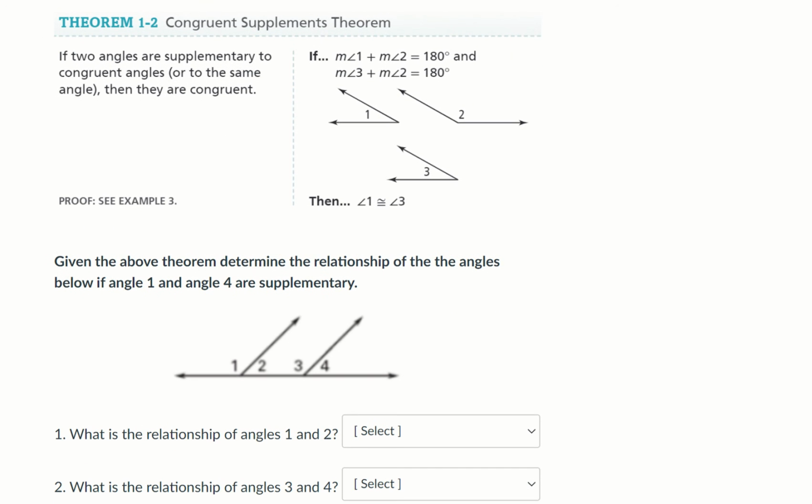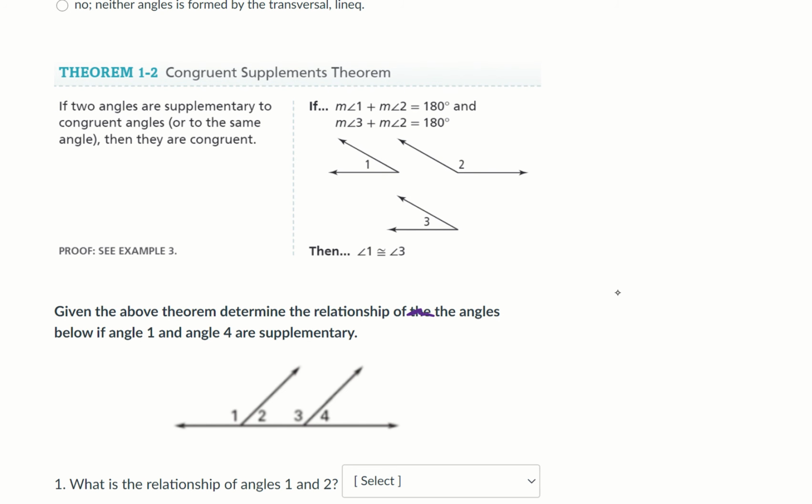All right, let's look at the next question. Given the above theorem, determine the relationship of the angles below if angle 1 and angle 2 and angle 4 are supplementary. Here they give us what we call the congruent supplements theorem. If we look at the picture, angle 1 is supplementary to angle 2. If I move this over, then I get something like this, and if they add up to a line, that's 180. So if I slide angle 1 over, it's going to make 180.